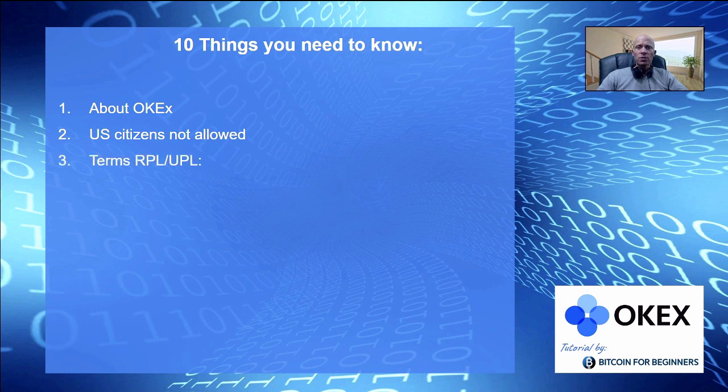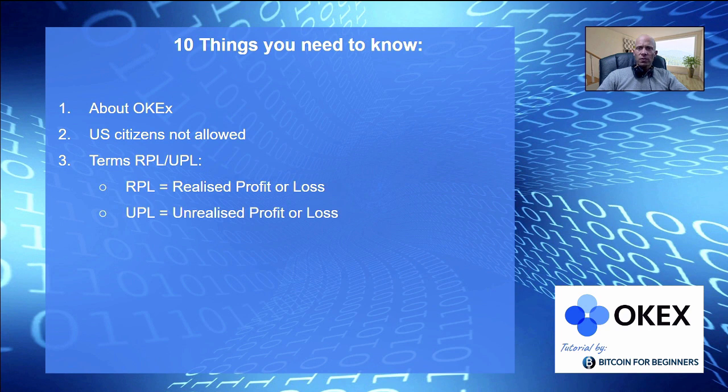Two abbreviations you will see a lot on the platform are RPL and UPL, which stand for Realized Profit or Loss and Unrealized Profit or Loss. Realized profit or loss means settlement already happened, unrealized means the profit or loss has not yet been settled. Settlement of profit and loss will happen on a daily basis.